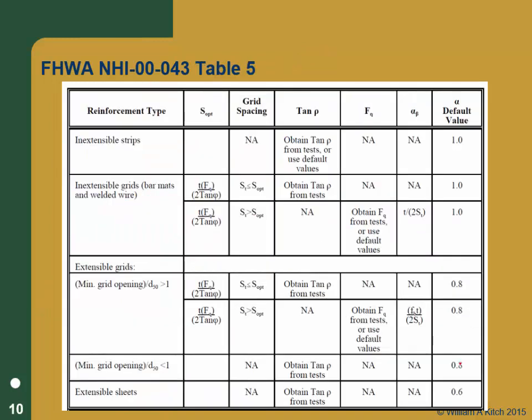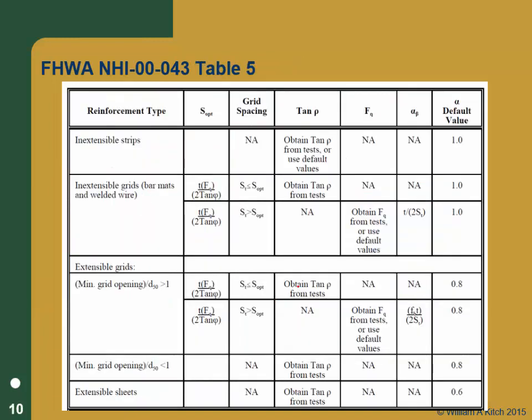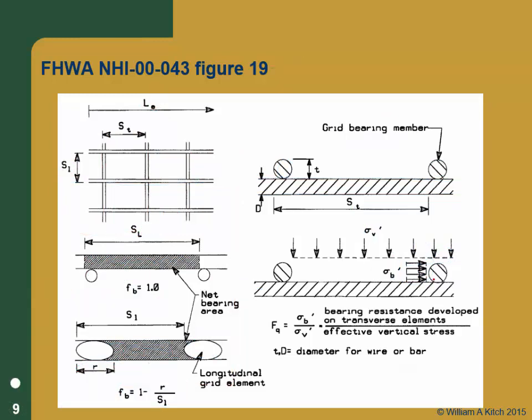We're not going to go through this one in detail. I just want to talk about where some of these parameters come from. So this table comes out of your manual. There's an optimal spacing of the longitudinal bars, the transverse elements. If you get the transverse elements really close together, it should be obvious that you reduce the bearing capacity. And let me go back here to illustrate that.